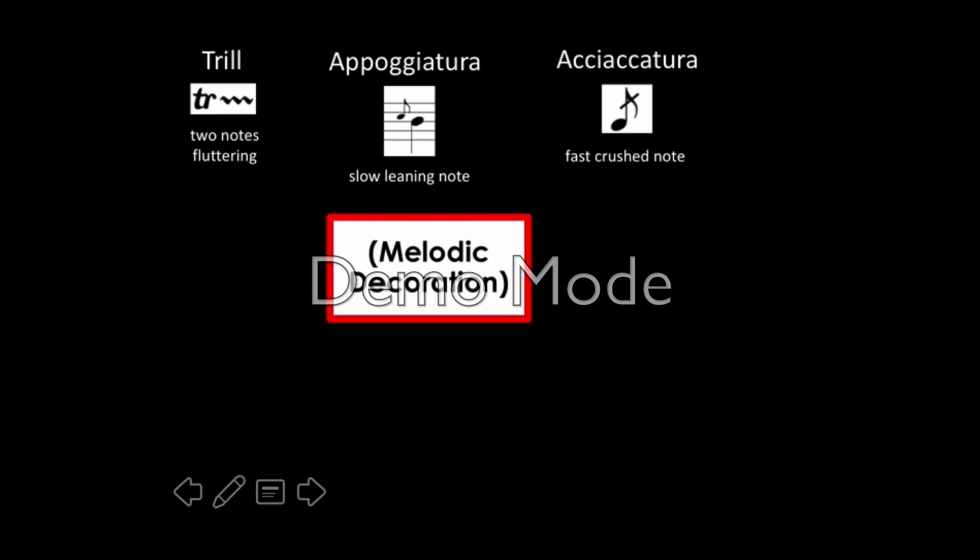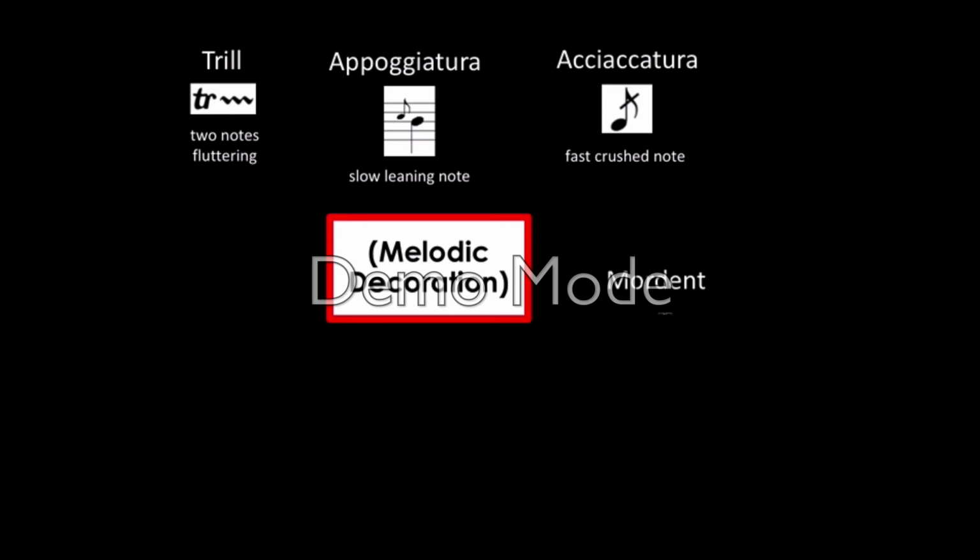So those are 2 decorations that cause lots of confusion. One way I try and remember it is that the appoggiatura has 2 P's in it. P for pause. Those notes are slower. Compared to the acciaccatura, which has the double C in it, ACC, like the word accelerate, so it's faster. So maybe you could learn how to spell those and what they mean. Could be helpful. Let's move on.